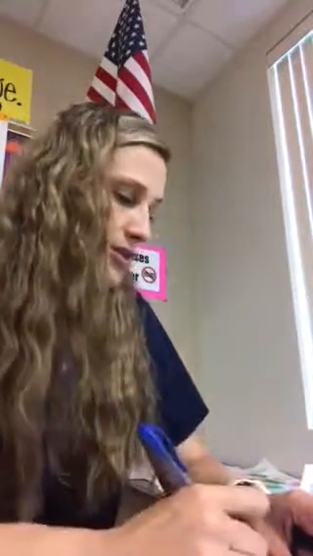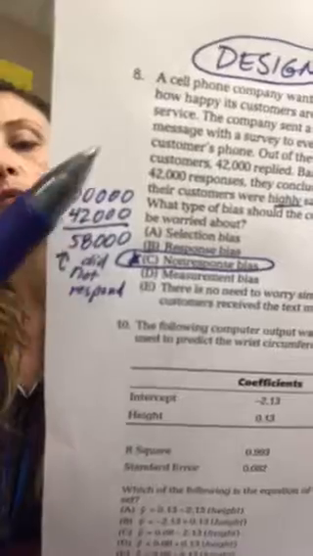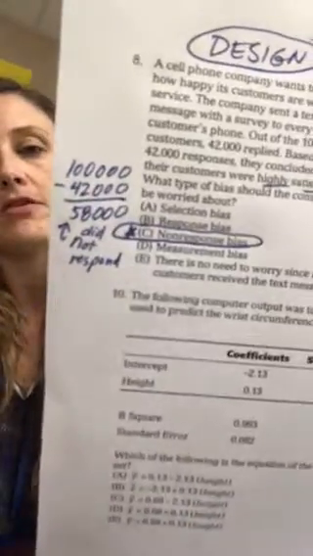I don't really need to do some math, but I could if I wanted. Out of 100,000 people, 42,000 responded, which means 58,000 did not respond. That's a whole lot of people. So you really don't know the opinions of this many people. Therefore, we can't make an inference about the population, and this is why. Next question. Question number 9.